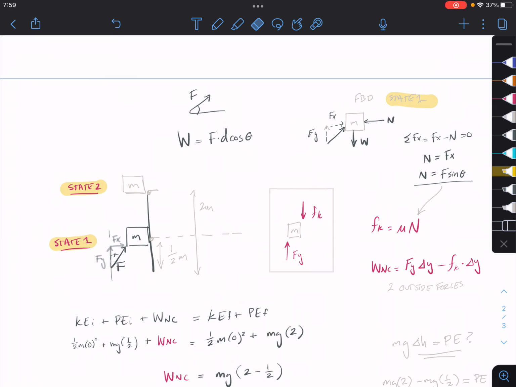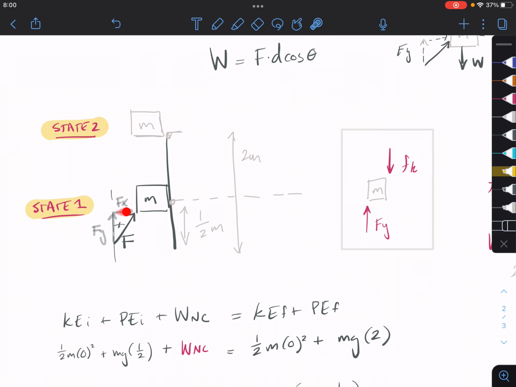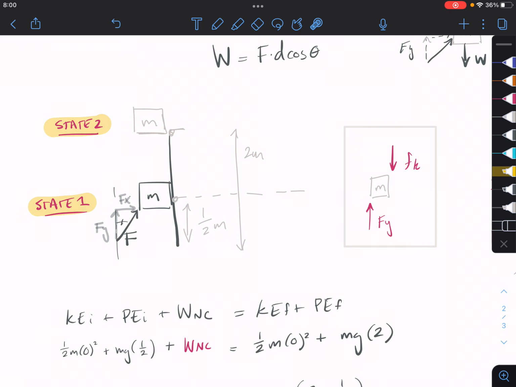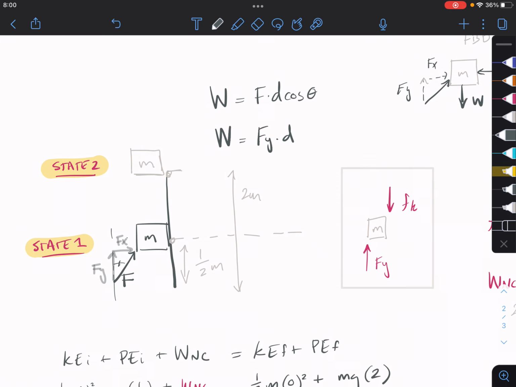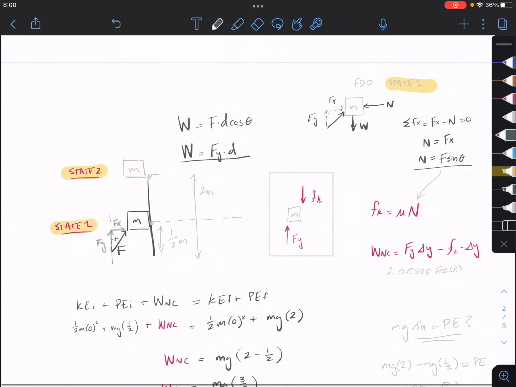So the way that we break up the vector here is that we have F and then we have an X component and a Y component, and we notice that the Y component is going to be along the direction of motion. So we need the component of the vector that's going to be parallel to the direction of motion, acting along that direction. So we're going to take Fy, and we're going to say that W is equal to Fy times D. So we just need the component acting in the right direction.